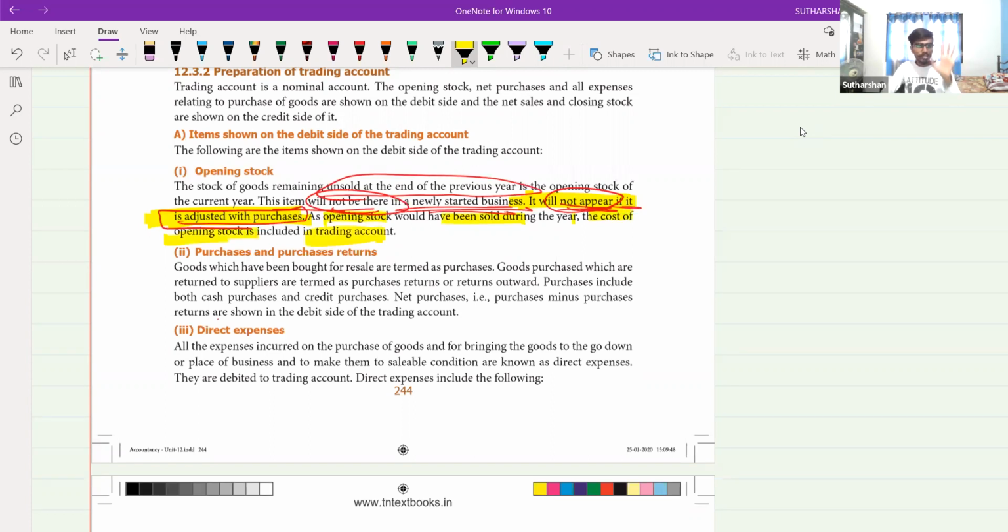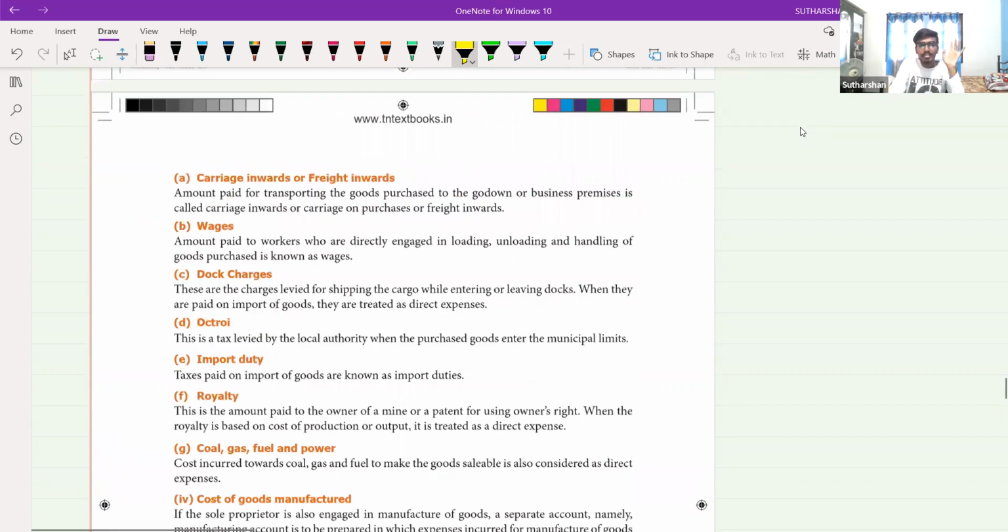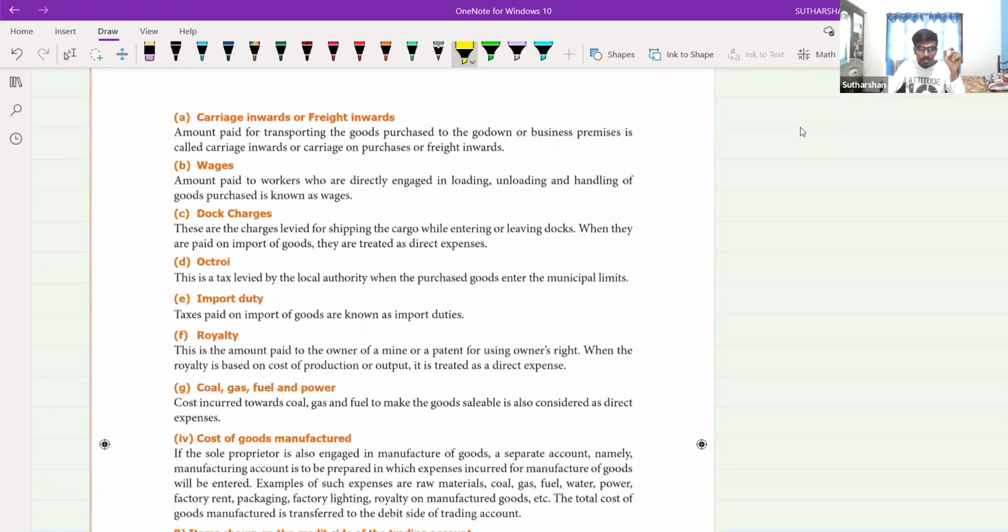Purchase and purchase return you can easily learn. Direct expenses you can easily learn. Okay, these are all the direct expenses. This point you need to remember. Carriage inwards is also called carriage on purchases. Carriage on purchases is also called freight inwards. What is wages? The amount paid to workers who are directly engaged in loading, unloading, and handling of the goods purchased is known as wages.